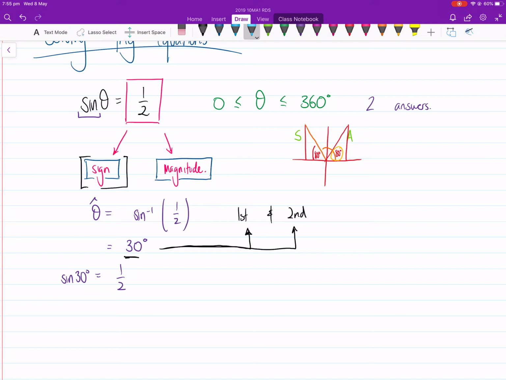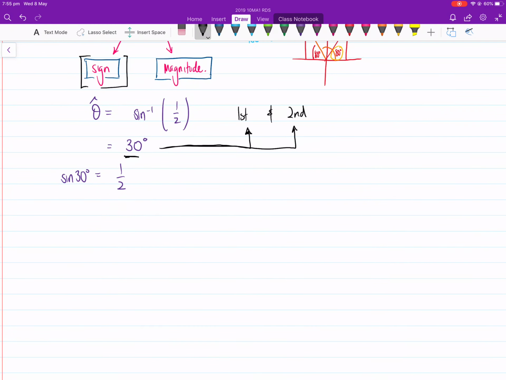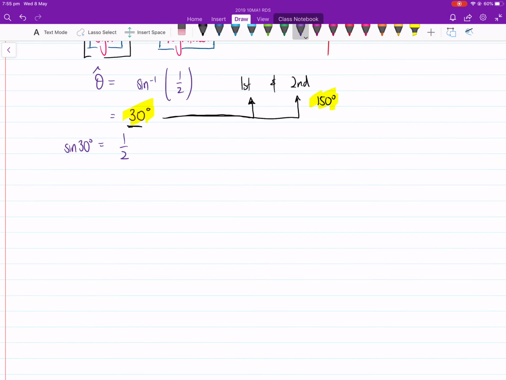So in the second quadrant, it's nice and easy. It's always going to be 180 minus whatever it is in the first quadrant. So in this particular case, we know that in the second quadrant, the equivalent angle is 150 degrees. And those are our two answers. So we can say that if sine theta is equal to 1/2, then theta is equal to 30 degrees and 150 degrees if we're only looking from 0 to 360.